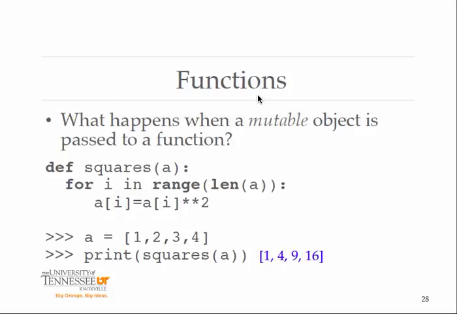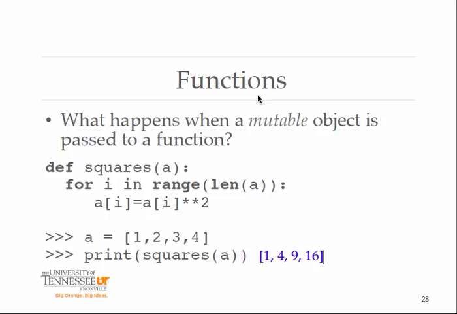Now, one question that comes up frequently is what happens to a mutable object if it's passed to a function? And the classic example would be a list. Remember, not a string, but a list would be mutable. So here's a very simple function called squares, and it takes a parameter a. In this case, we're assuming that a is a list. Again, that probably would be good to put in a comment that we're assuming the input is a list.